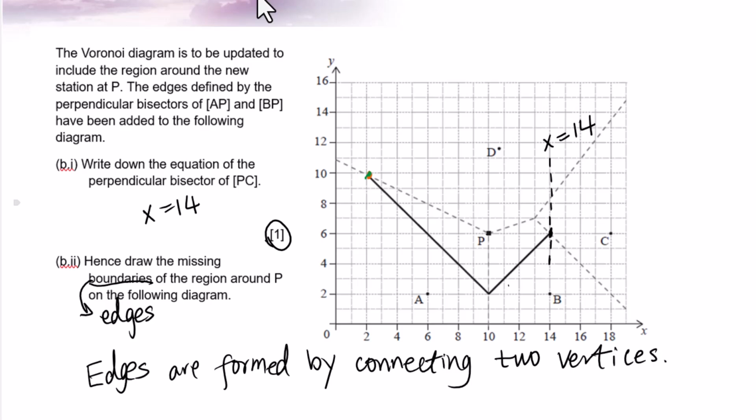We want to figure out the edge between D and P. Then we just need to check the vertex. We found these two vertices. Then we need to connect these two vertices to form a boundary. This is the boundary we are looking for.